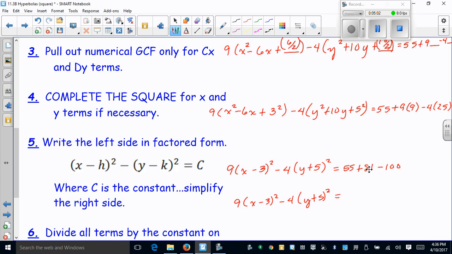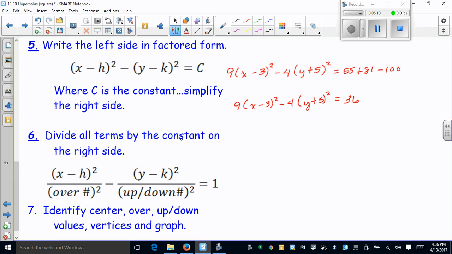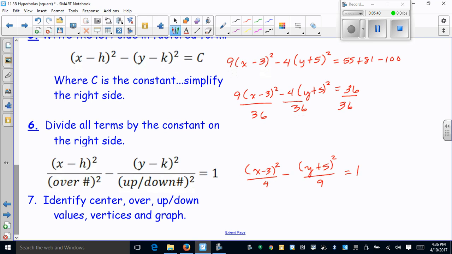Next step, it tells you to divide all of your terms by the right side. So I'm going to divide everything by 36. And 9 goes into 36 4 times. So I have x minus 3 squared over 4 minus y plus 5 squared over 9 equals 1. And now it is in the format of what we're used to seeing. So again, I don't have the graph that we can do this on, but we can identify everything. The center is going to be 3, negative 5.